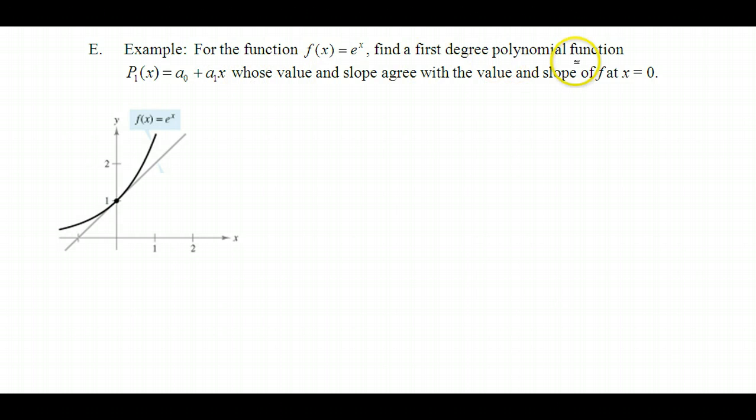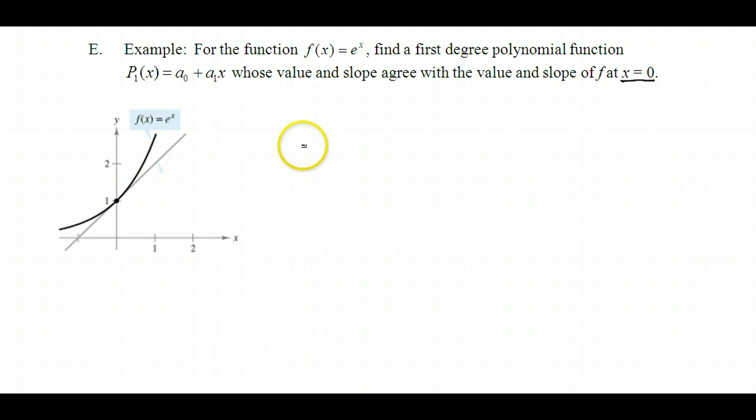We want to find a first degree polynomial whose value and slope agree with the value and slope of our function at x equals 0. So x equals 0 is that c value that I was talking about that they have to give us. So we are centered about, or expanding about, x equals 0.